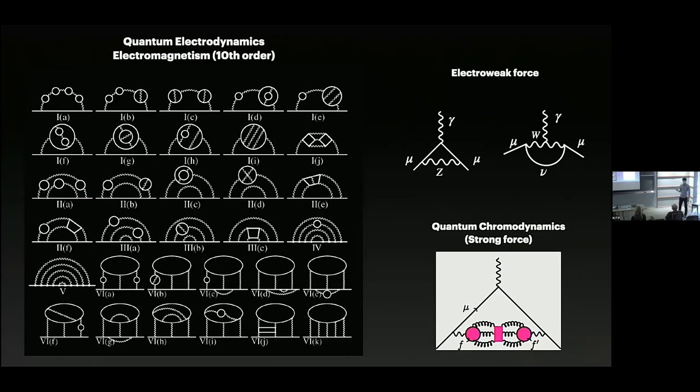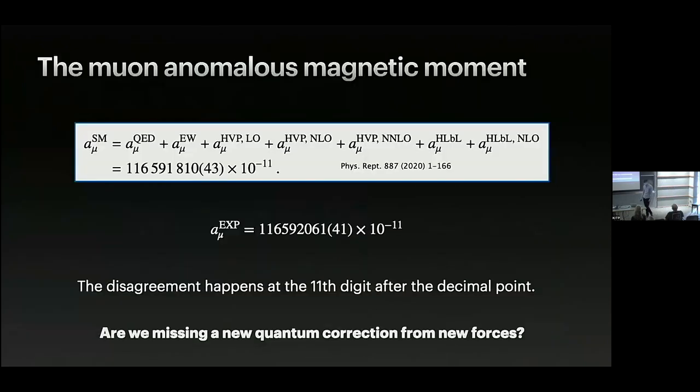This is a pretty amazing observable. You're sensitive to electromagnetism, electroweak forces, and QCD, quantum chromodynamics. So this is the number. Because we compute it so accurately, you need a lot of numbers after the decimal point. And you can see the theory estimate, which comes from QED, electroweak, and a lot of other contributions that I'm not going to really get into the details of, does not match the experimental number. It matches at the first, second, third, and so on digits, but the disagreement really happens at the 11th digit after the decimal point, which is a pretty amazing feat to even say that we can reach that level of precision. So the question is, are we missing a new quantum correction from a new force in this parameter?